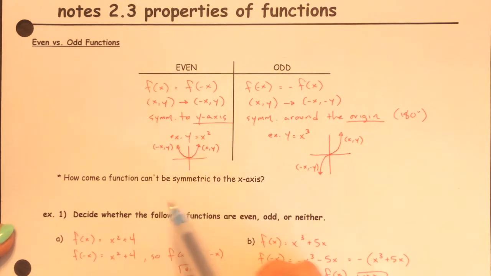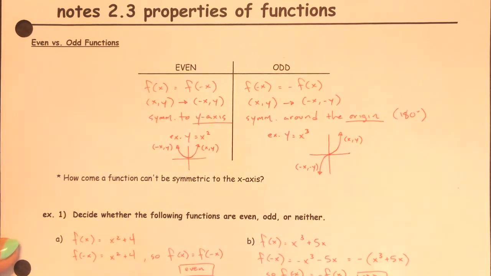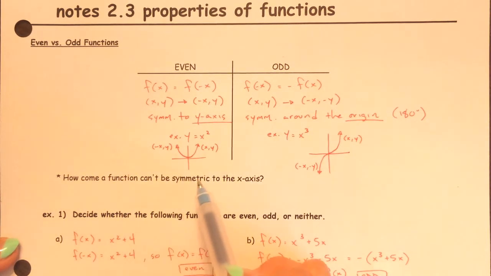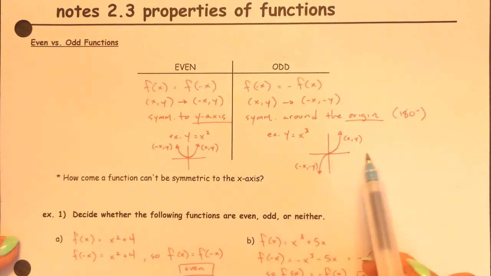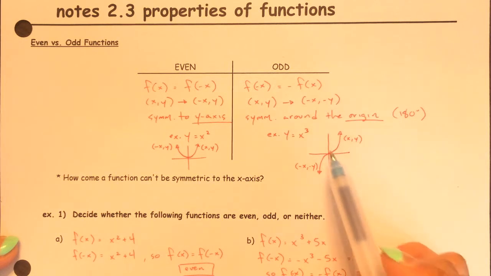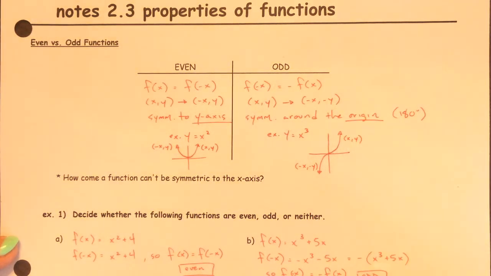Okay, so here's a question that you should fill in. How come a function can't be symmetric to the x-axis? You know why, right? So you're going to write it down. If a function is symmetric to the x-axis, it might be like a parabola going this way, and the problem is that it's not going to pass the vertical line test, right? So it's not a function anymore because it doesn't pass the vertical line test.